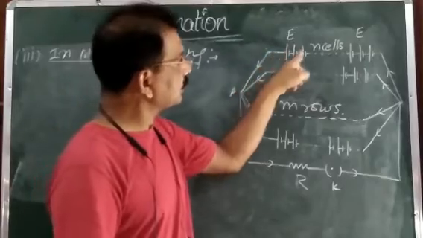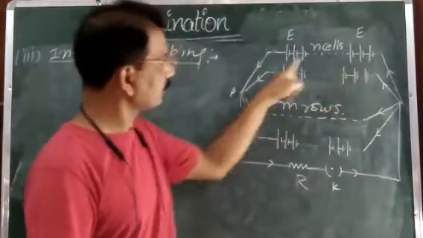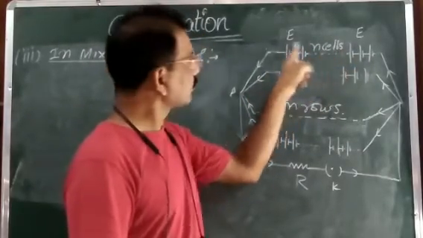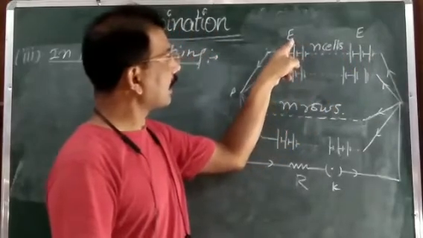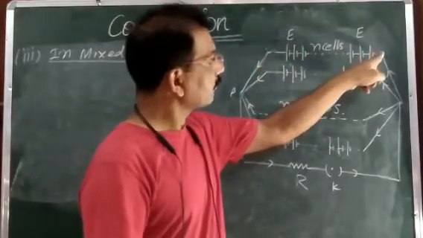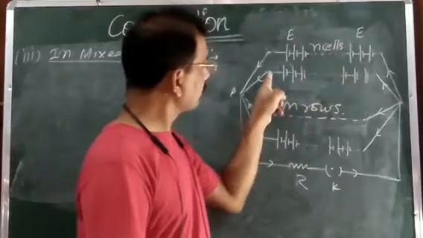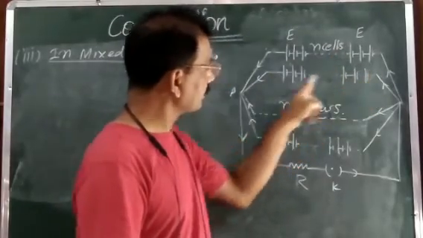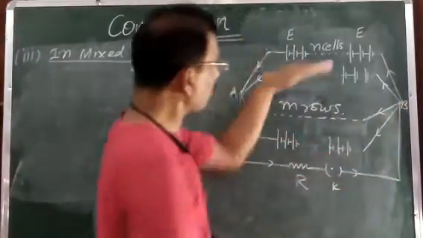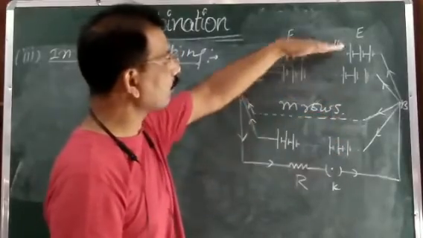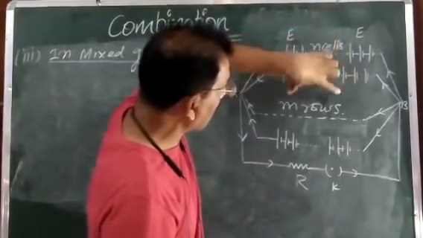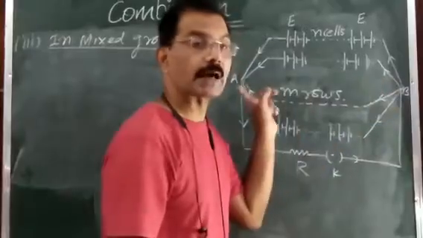Suppose in each row, the first row, second row, like this, n cells are joined in series, and the EMF of all cells is E and internal resistance is small r. So first row has n cells in series, similarly second row n cells in series, third row n cells in series between points A and B. In this way m such rows are connected in parallel across A and B.